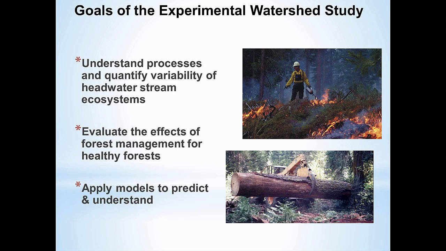So basically what we are trying to do is understand the processes that control hydrology, as well as the aquatic ecosystem and forest ecosystem and things like that. And then try to do some sort of treatment, some sort of restoration activity in the forest, and see how that affects those ecosystem services. And then build a model that allows us to predict and extrapolate those findings across a broader scale.